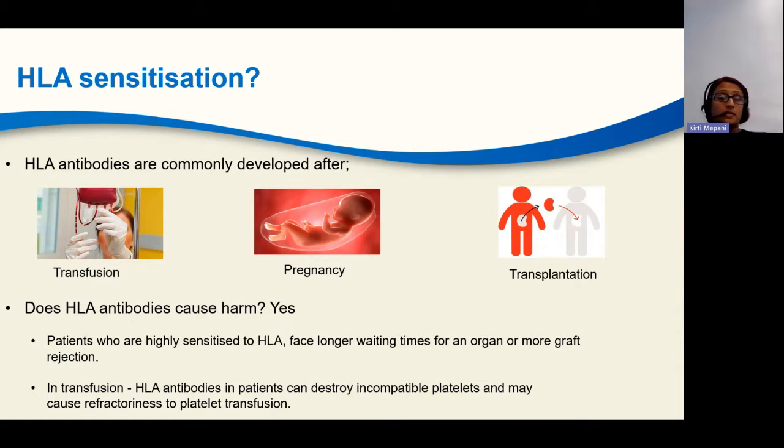Patients who become sensitized to these HLA antibodies, in terms of transplantation, face a longer waiting time for an organ. Statistics say highly sensitized patients can wait up to 3 years or more for an organ that is suitable for the patient. And in terms of graft rejection, sometimes transplants do occur across these HLA antibodies, very low level antibodies, but graft rejection can occur, and repeated episodes of graft rejection can lead to graft failure, and the patient would then require a second transplant, which again is an added complication for any future transplants.